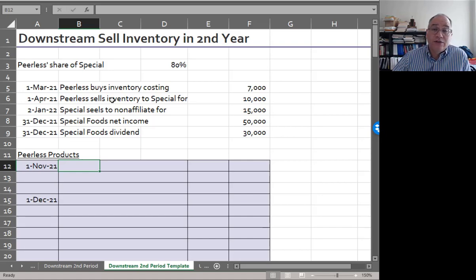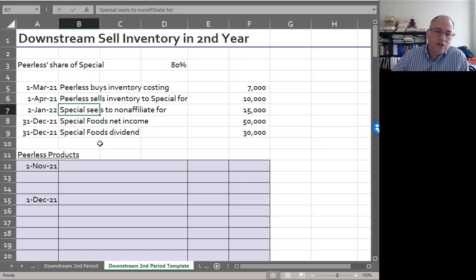Here's the story. Peerless owns 80% of Special. Big surprise. Peerless buys inventory costing $7,000, sells the inventory to Special for $10,000, and next year Special will sell it to a non-affiliate for $15,000. So that's this example where you sell it the next year. And again, if Special sold it this year, then all you would need to eliminate is the transaction between the two parties. But this is going to be the more complicated example.